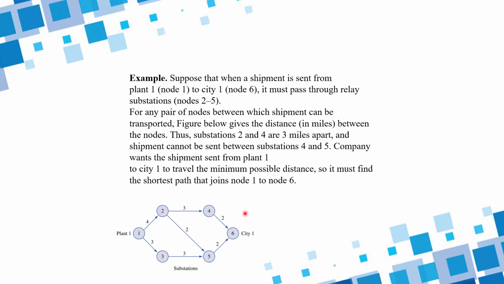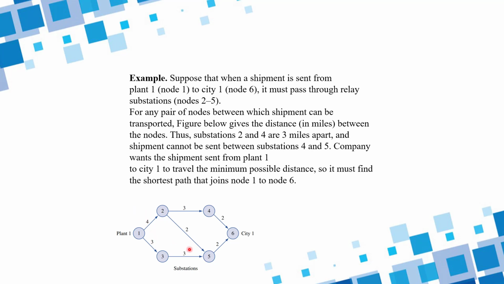for the customer. So if we take an example, assume that we have a shipment company that is sending a shipment from plant 1. The company has a plant called plant 1 here. They need to ship their product to city 1, which is node number 6. So you are moving from node 1 to node 6. That's a shortest path problem. What you're asking is, if you know all the miles and distances between all the available nodes, what is the shortest path and the fastest route, in other words, going from node 1 to node 6. But you still need to pass through relay substations, which are nodes 2 to 5. So nodes 2 to 5 need to be passed.